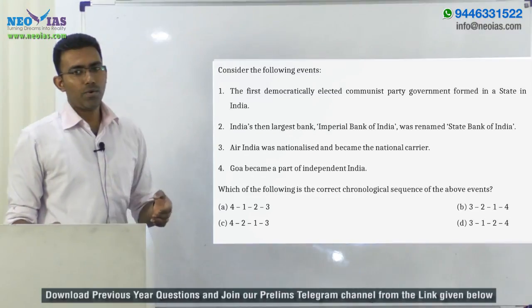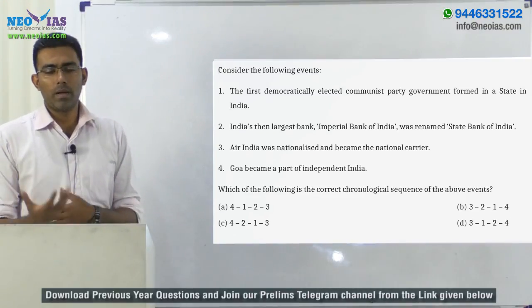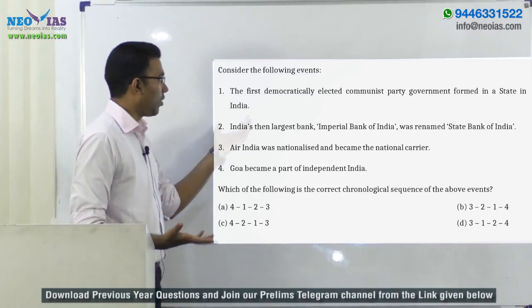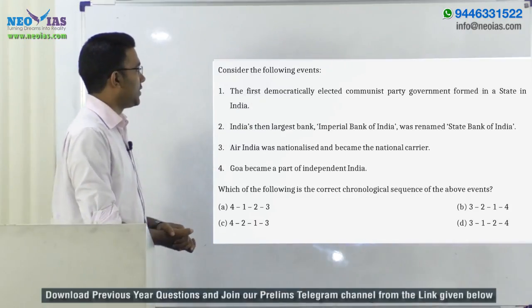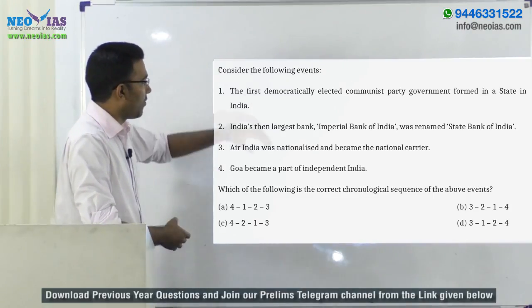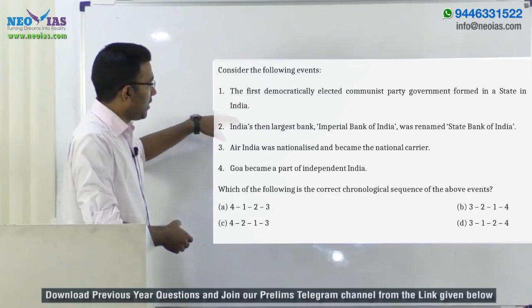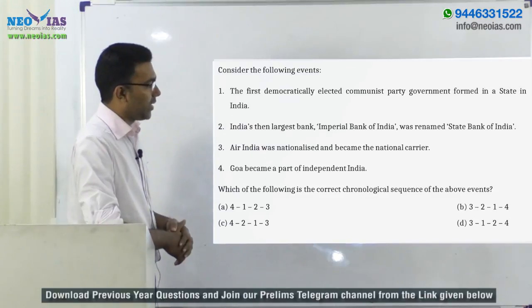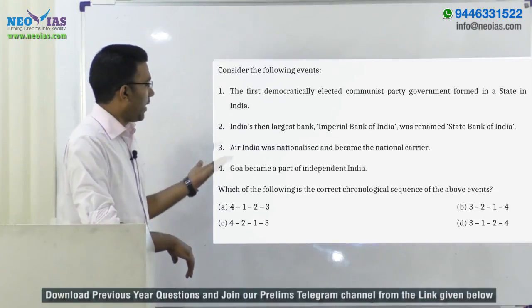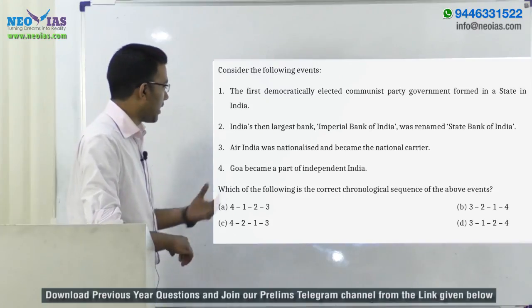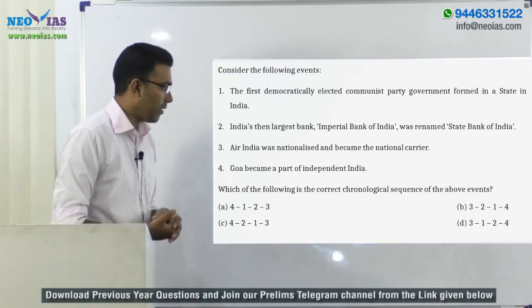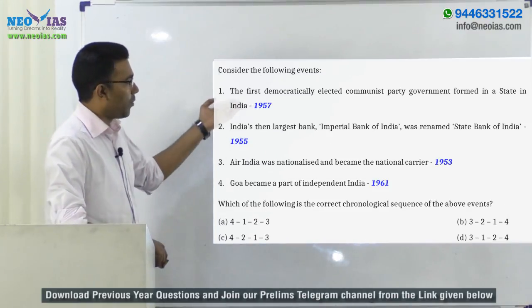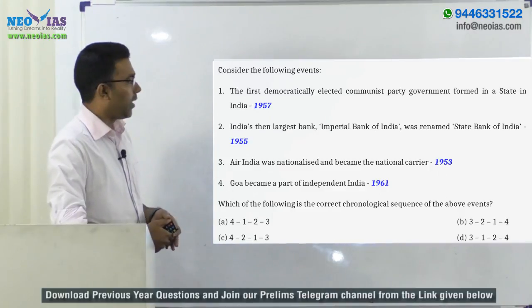Now the next one, this was really a googly, because we never knew about the dates or the year. So here consider the following statements. The first democratically elected Communist Party of India was formed in India. India's then largest bank, that is Imperial Bank of India, was renamed as State Bank of India. Air India was nationalized and became a national carrier, and Goa became the part of independent India. So here understand that the first democratically elected Communist Party was formed in India or in the world.